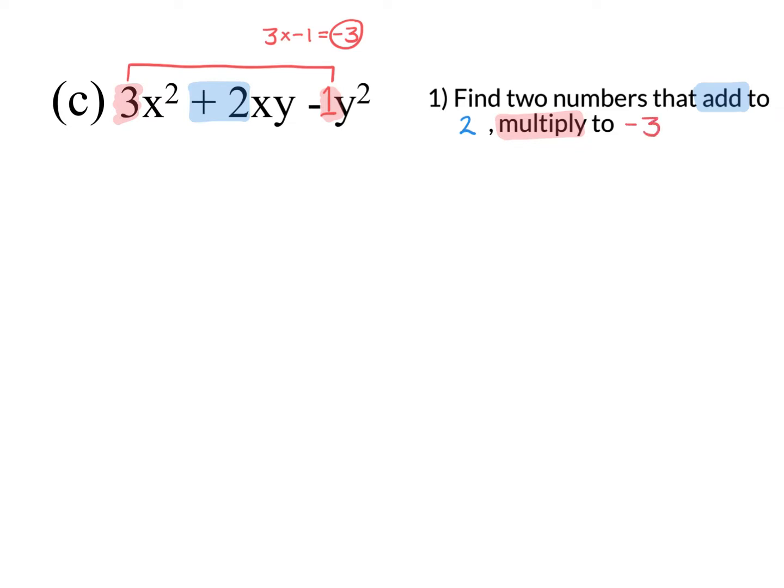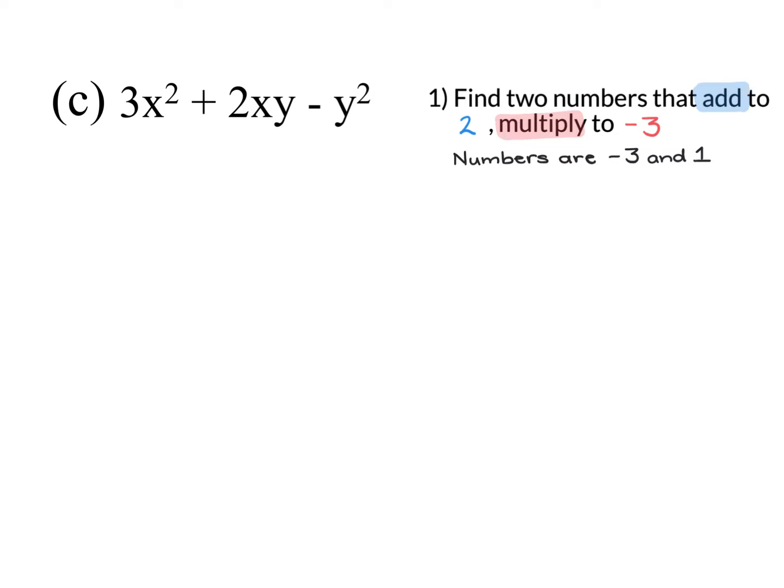They should multiply at a -3. So actually, let's find that out. So two numbers that multiply to -3, that would be 3 times -1. Yeah, that comes to -3. But let's see if it works when you add it. 3 minus 1, yeah, that comes to +2. So our two numbers are 3 and -1.